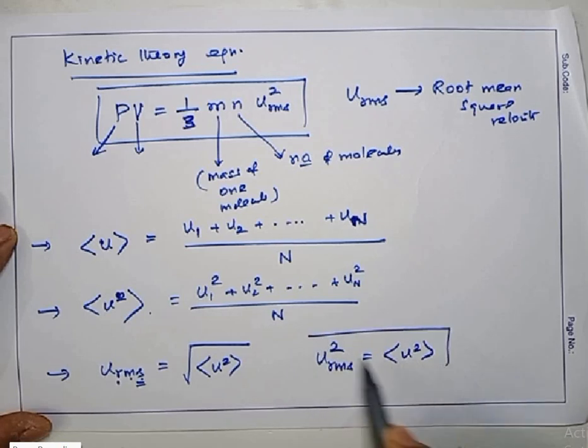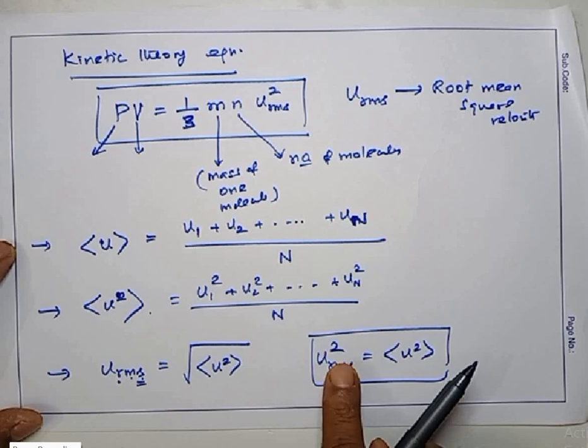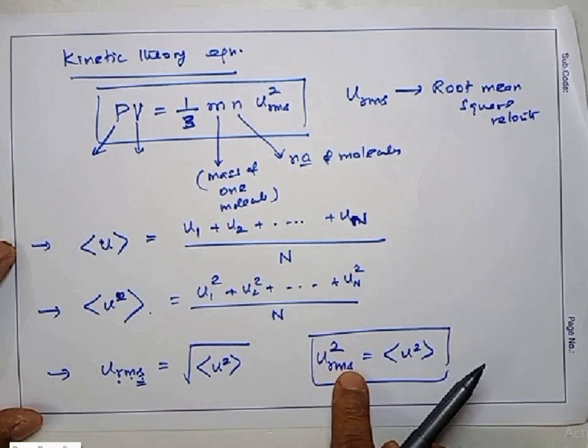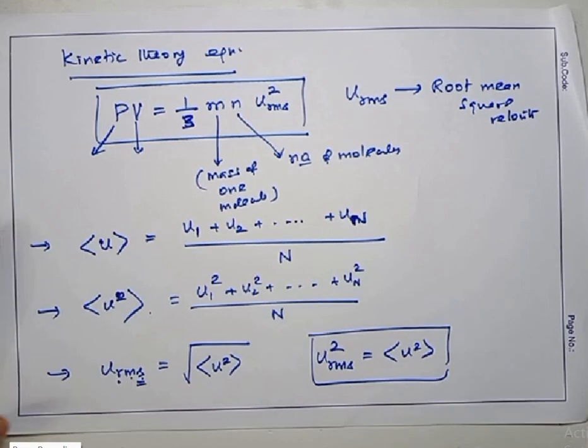Okay, take down. The square of the root mean square velocity is nothing but the average of the square velocities. Right, take down.